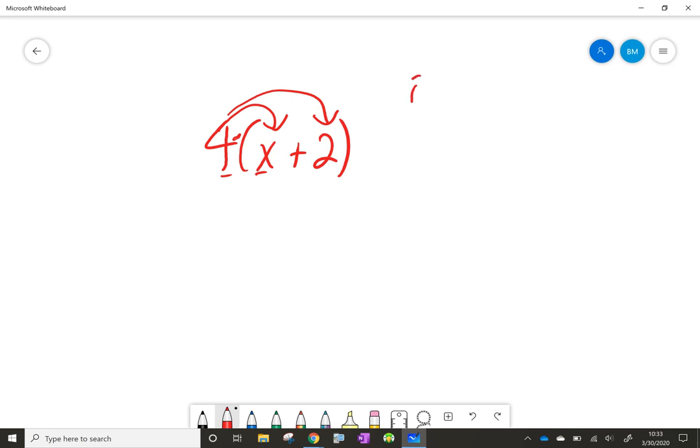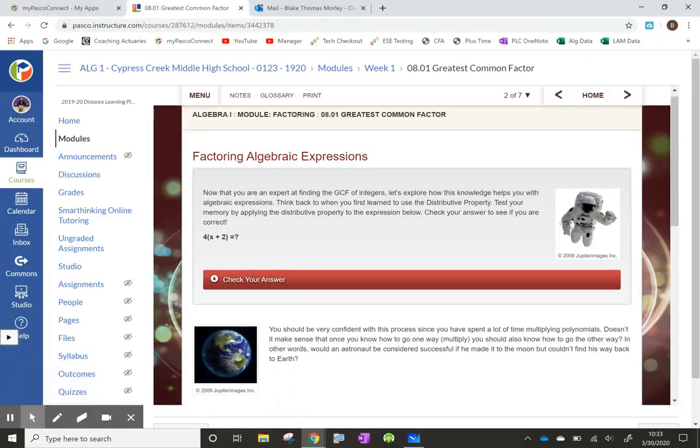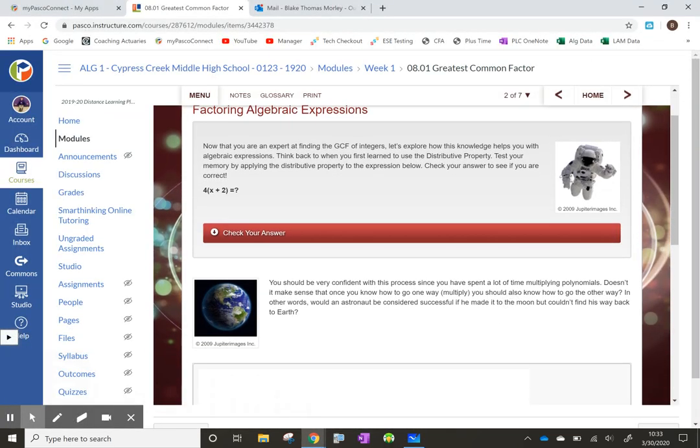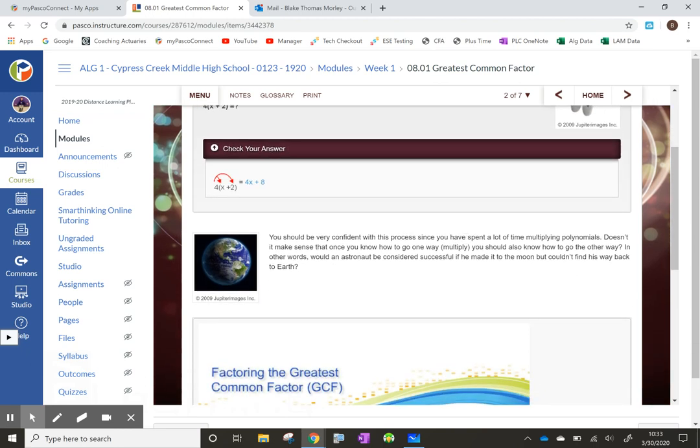4 times x is 4x. And then we would do 4 times 2, the next term in the parentheses. 4 times 2 is 8, so we'd have 8. And since it's positive 8, we leave this as plus 8, 4x plus 8. So that is distributing, right? We've done this before. You guys should be pretty good at it, but just as a reminder, that's how we distribute. So if we check our answer, there you go, right? That's exactly what we just did. So hopefully you guys can do that too.